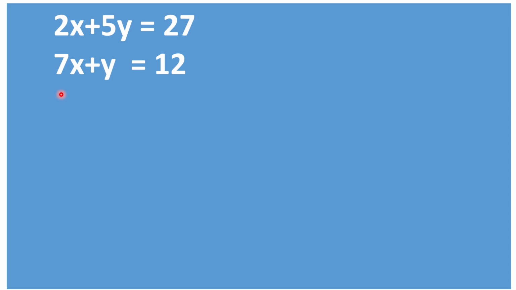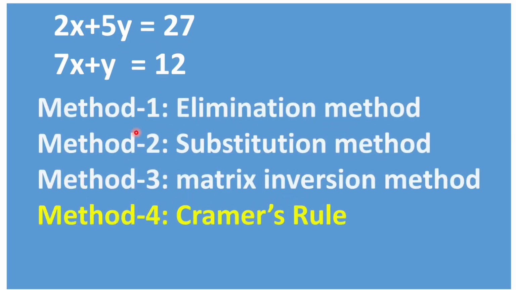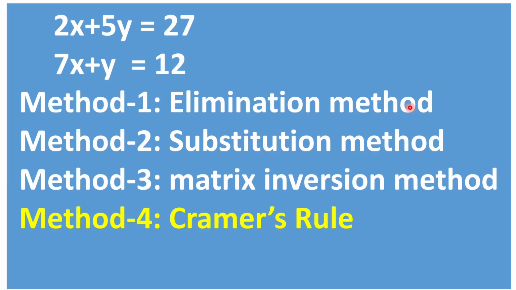Hello everyone. We have this linear equation 2x plus 5y equal to 27 and 7x plus y equal to 12. This is a linear equation and we have to solve it. There are many methods by which we can solve this linear equation. For example, method 1 elimination method, method 2 substitution method, method 3 matrix inversion method, and method 4 Cramer's rule.